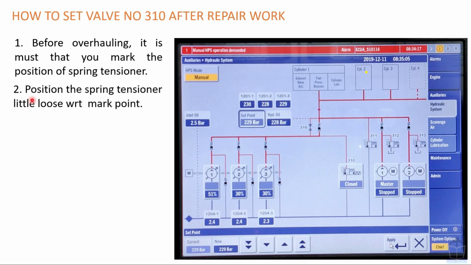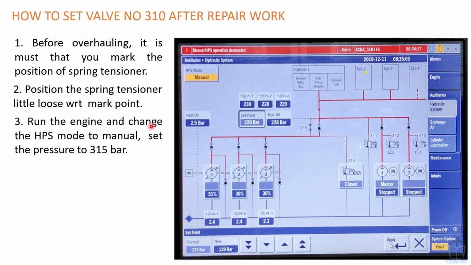Okay, next, position the spring tensioner a little loose with respect to the mark point. Run the engine and change the HPS mode to manual. Set the pressure to 315 bar. That means you have to change the HPS mode from auto to manual, and change the set pressure over here to 315 bar.